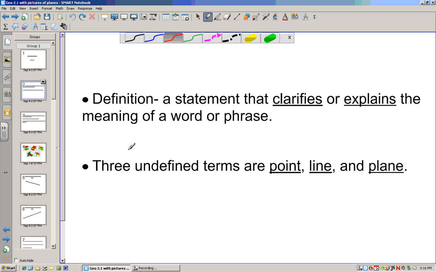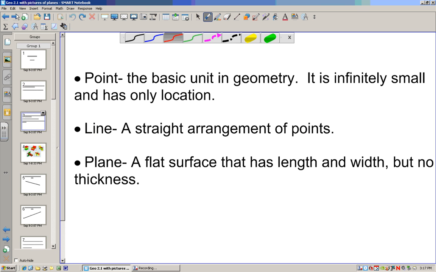We have three undefined terms in geometry, which are point, line, and plane. They're undefined because you can't define point without talking about a line, and you can't talk about a line until you know about a plane. And so each term relies on the other ones for its own definition. So we call these undefined terms.